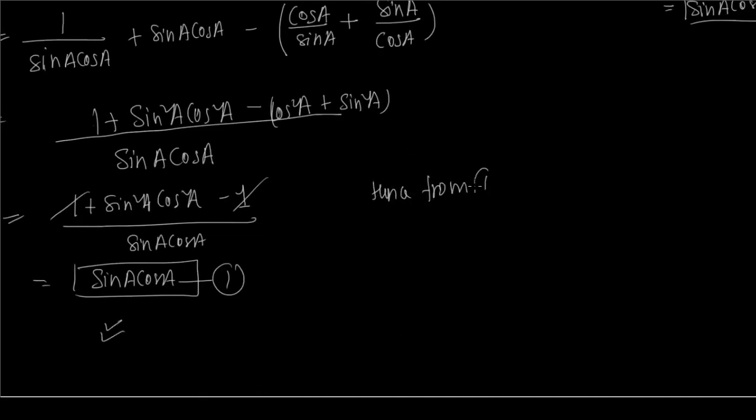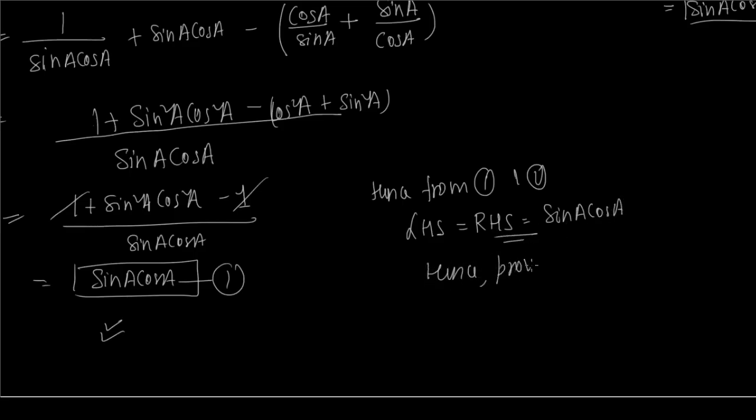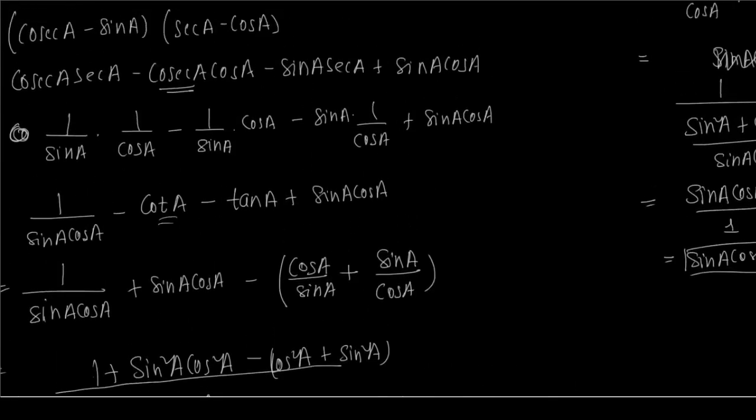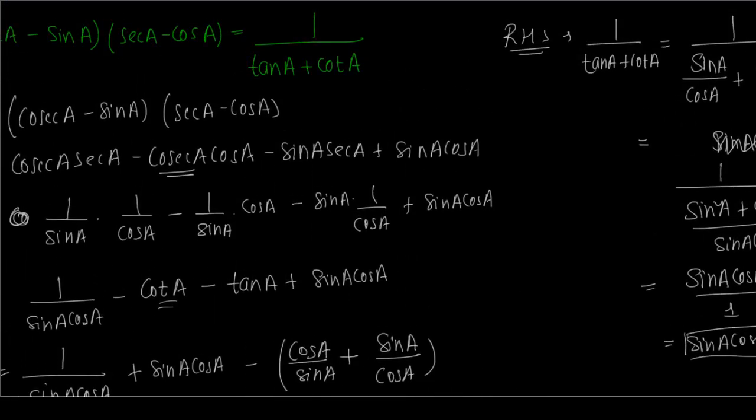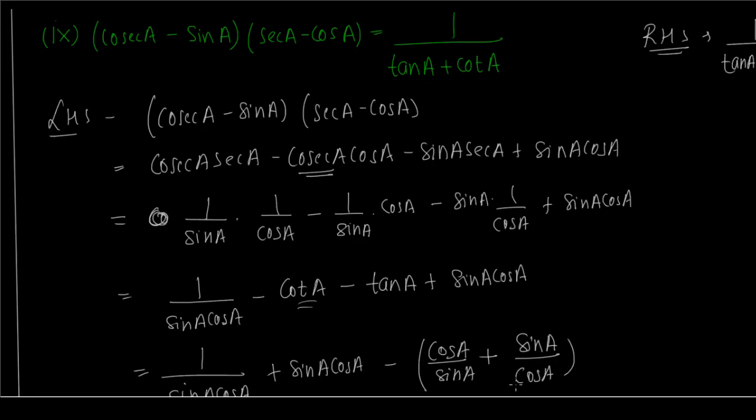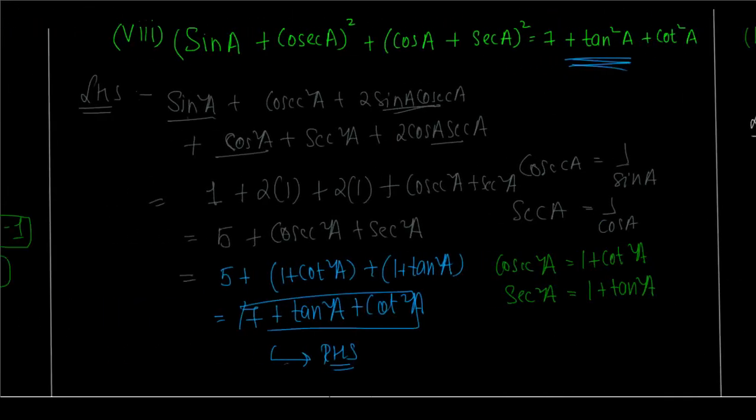Hence you can say from 1 and 2, LHS is equal to RHS equal to sin A cos A. Hence we have proved the given identity. So clear with this part? I hope it's absolutely clear to you. This is how we simplify this question. You have to go stepwise and simplify LHS and RHS separately in this particular question. Clear? So I hope that's absolutely clear.